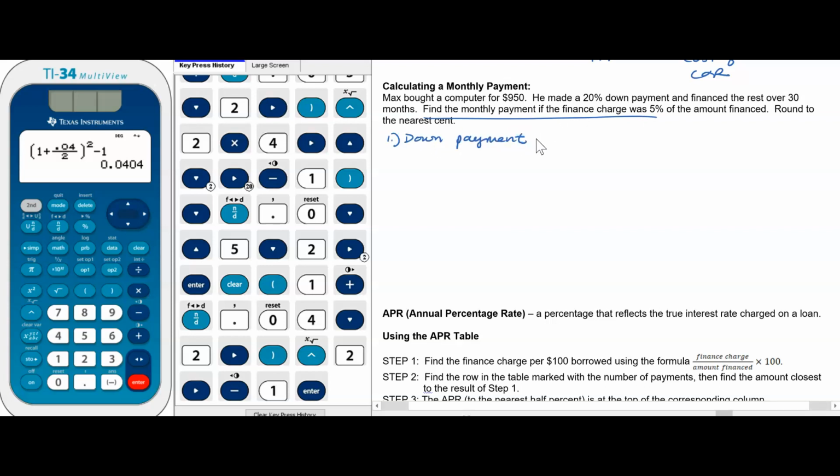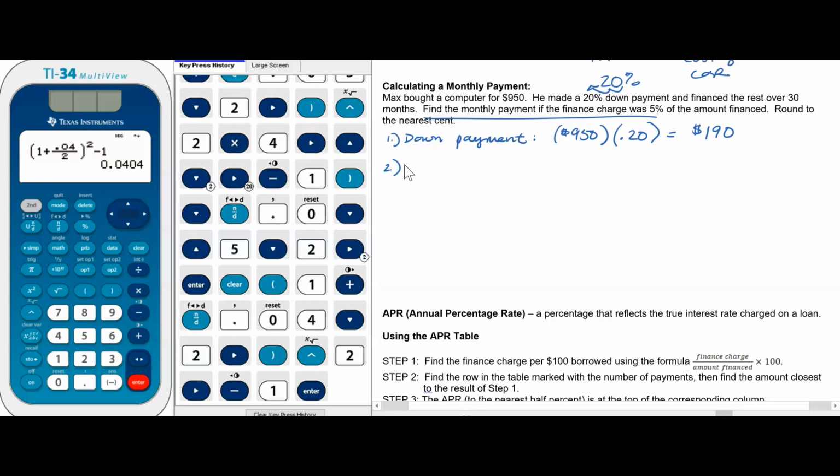So it says that the computer is $950, and it says he made a 20% down payment. So I'm going to take 0.20, because 20% as a decimal is 0.20, and multiply that by 950, and I get $190. That's going to be the down payment.